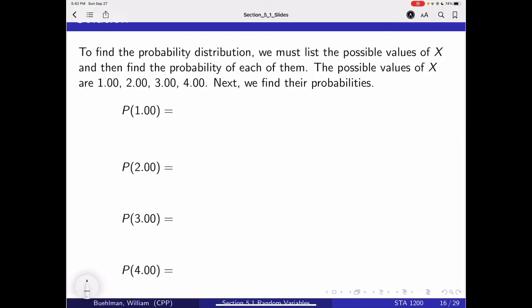To find the probability distribution, we must list the possible values of X and find their probabilities. The possible values of X are 1, 2, 3, and 4. Next, we will find their probabilities. So the probability of 1 is equal to the number of spaces that cost $1 over the total number of spaces.